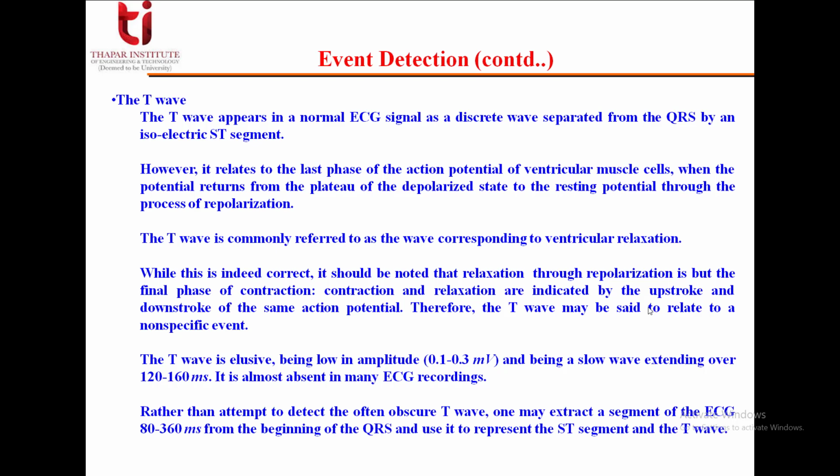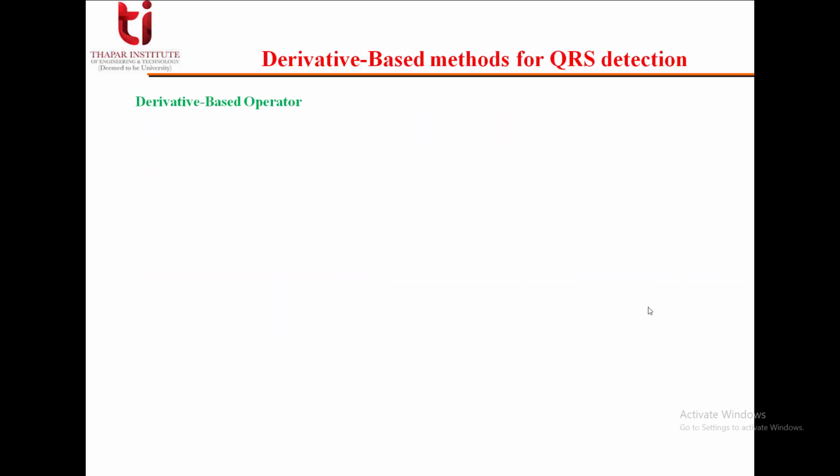Rather than attempt to detect the often obscure T wave, one may extract a segment of the ECG that is 80 to 360 milliseconds from the beginning of the QRS and use it to represent the ST segment and the T wave. Now let's discuss how we can detect the various events.